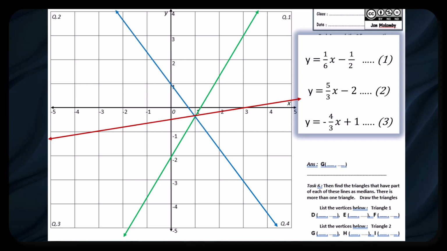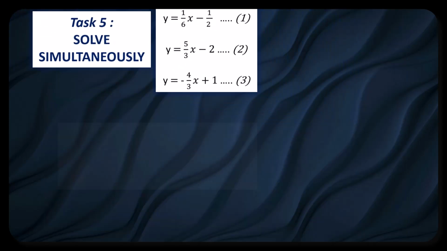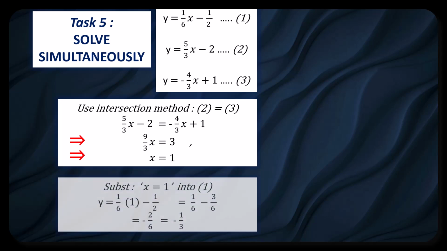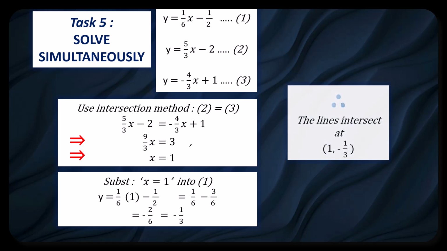They look like they intersect at 1, negative 1/3, but we need to make sure of that, and the way to do that is to solve these equations simultaneously. The intersection method would be the easiest because all the equations equal y. If we let equation 2 equal equation 3, we get x equals 1. Now if we substitute that back into equation 1, we get y equals negative 1/3. So the lines intersect at 1, negative 1/3.